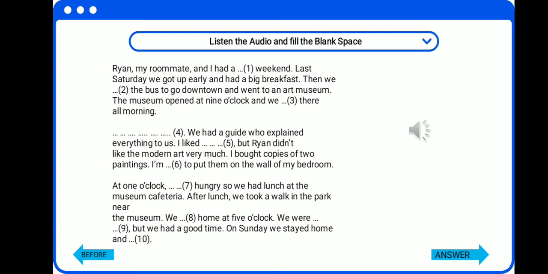Listening section, Part B. Directions. Listen to the audio very carefully and then fill in the blank spaces.